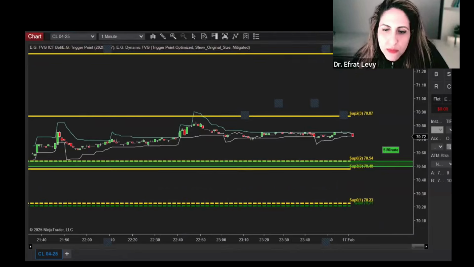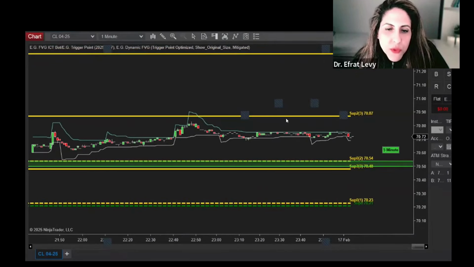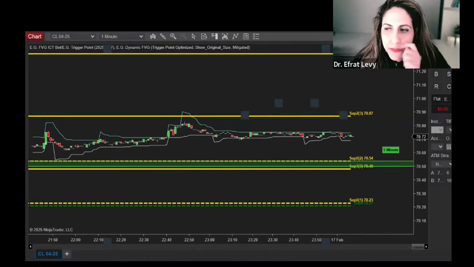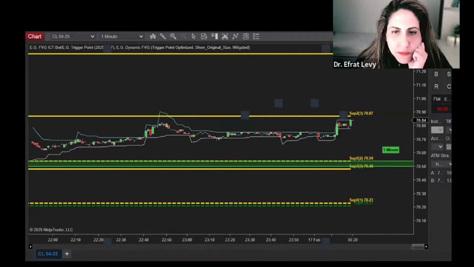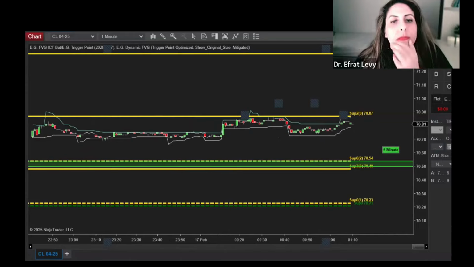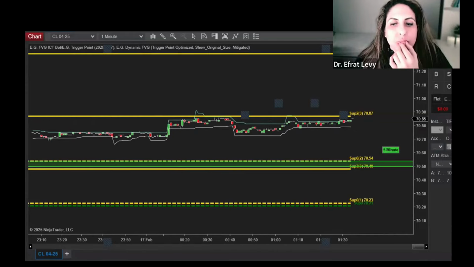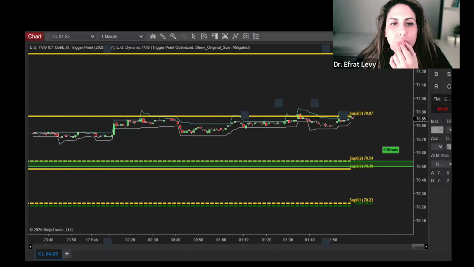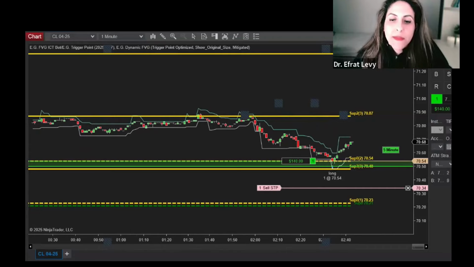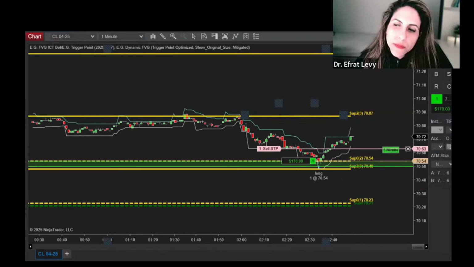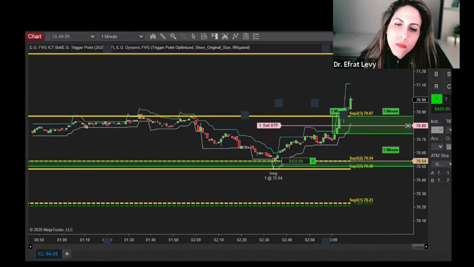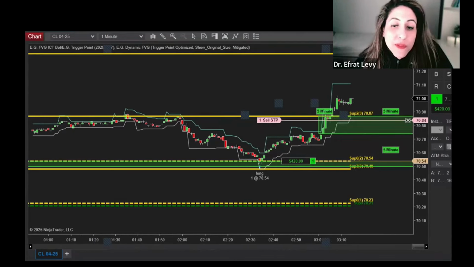Fair value gap bot today on CL. So we do not expect it to short this level. We do expect it to take long trades off this level. Another fair value gap. Cool.